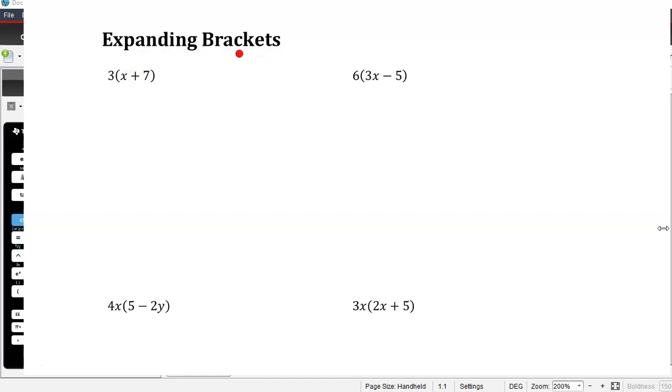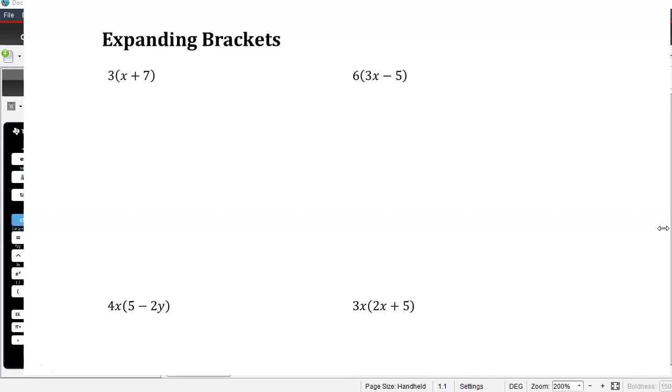multiplying out our brackets. So I've got here 3x plus 7 in the bracket. This is meaning that 3 is times by that bracket. So we've got 3 and we're multiplying that by the contents of that bracket. Now how do we do that?